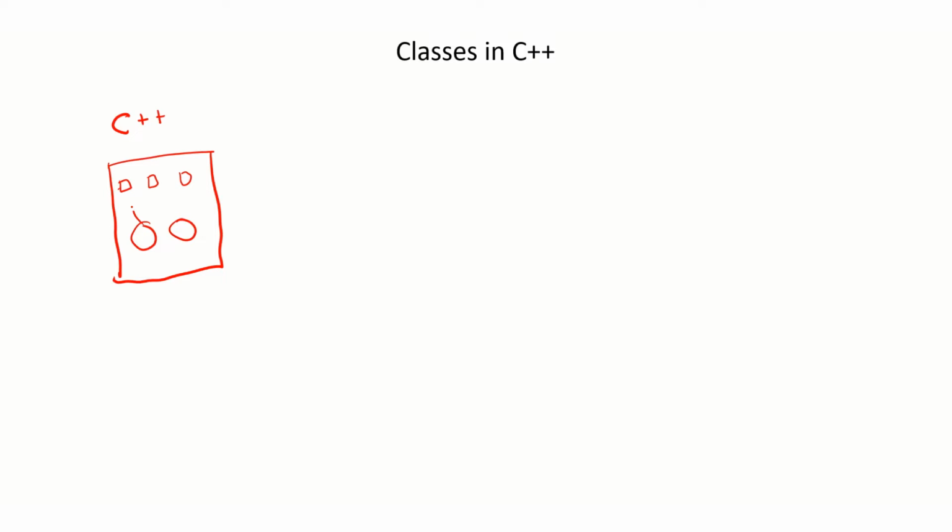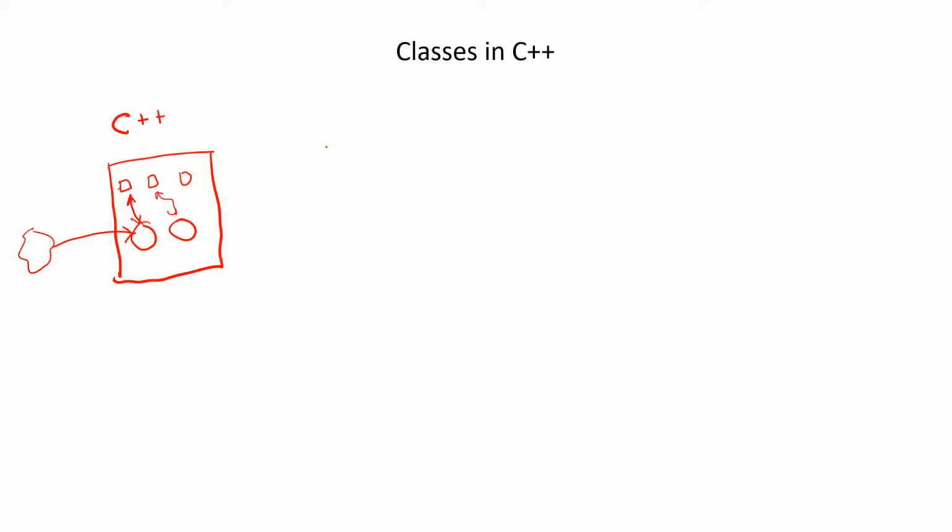These methods interact with the data members, and from outside, the outside code will interact with this object using these methods. They should not directly hit the data members. So in object-oriented programming, let's see how in C++ we can define a class.